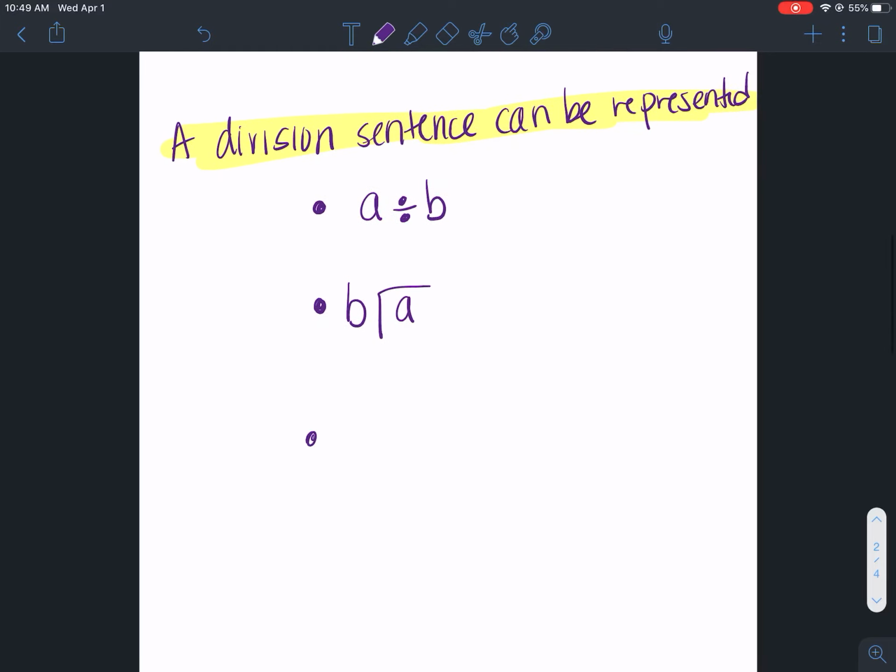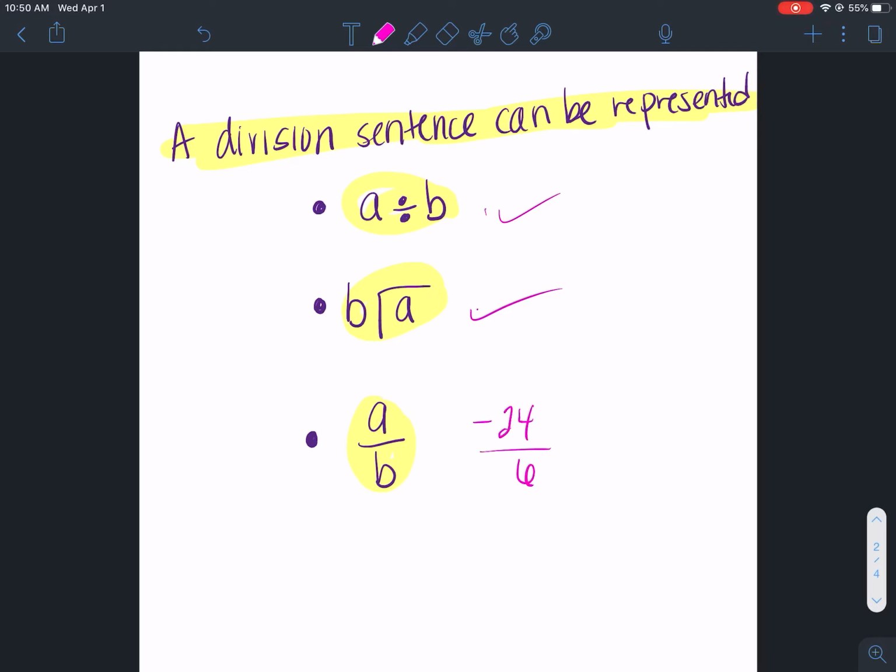The third way, and I've said this thousands of times in my class, is that you can also write a division sentence with a fraction, A over B. All of these three mean the exact same thing. So in your IXL, if they give you a problem that says negative 24 divided by 6, well, that's really the same thing as either one of these. It's still a division sentence, even though it's a fraction.